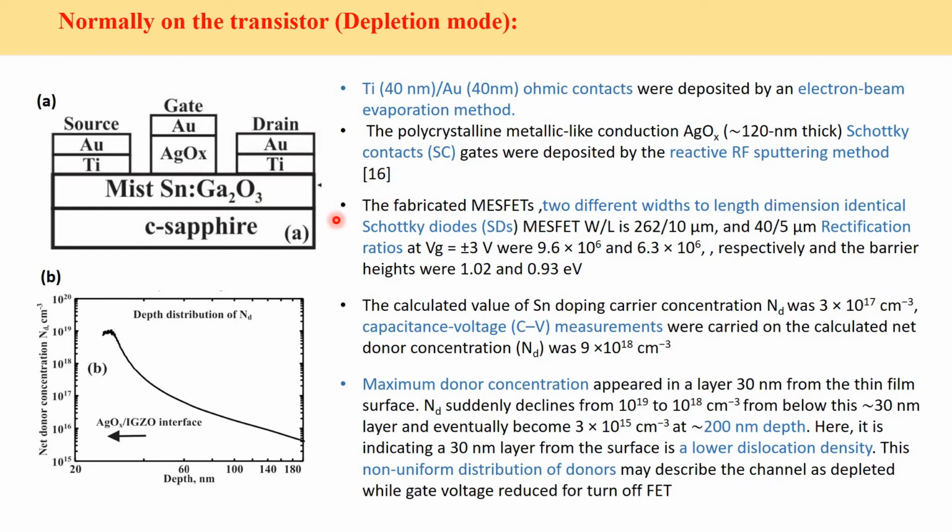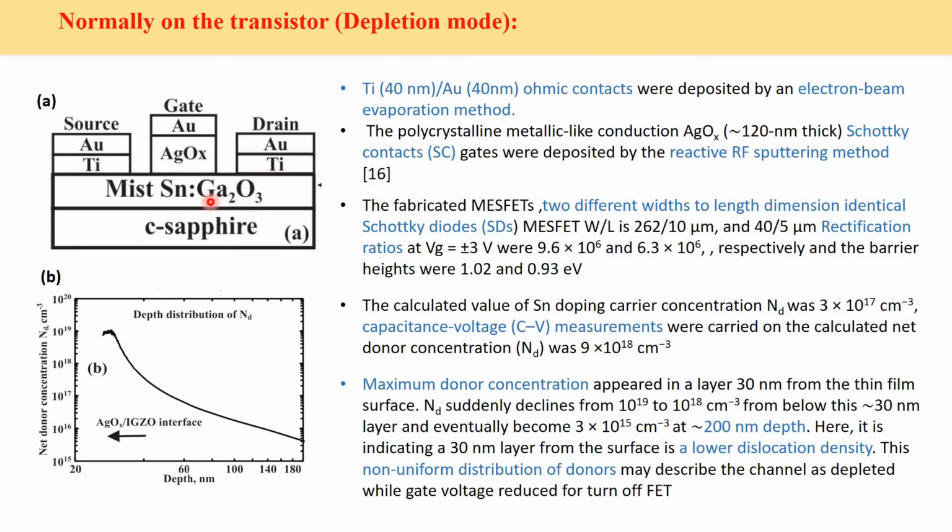So now we'll see what the performance of the device is when you use gallium oxide material. This is a mist CVD grown tin-doped gallium oxide. So now we'll see the electrical characteristics of the tin-doped gallium oxide on the substrate.